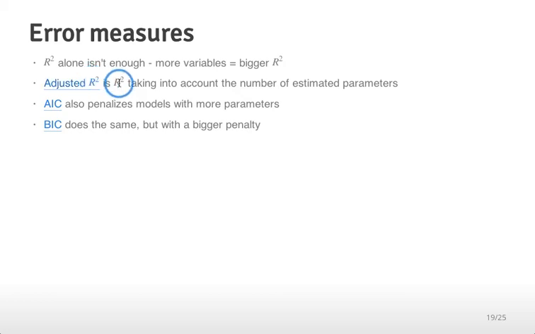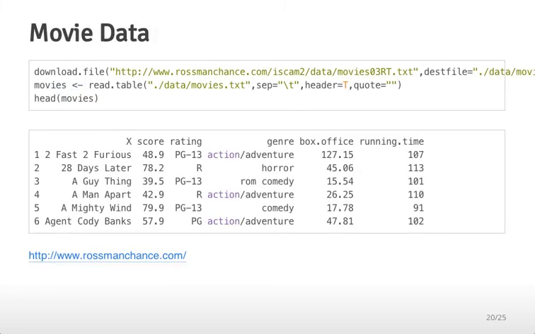Adjusted R-squared is a little better. It's the R-squared term taking into account the number of estimated parameters. So if you include new covariates in the model, and they improve R-squared only a little bit, you get penalized for including too many terms that don't have a big improvement in R-squared. AIC and BIC are what are called information criteria, and they also do similar sorts of things where they try to penalize models that have more parameters. So I'm going to show you an example of how these work with the movie data, and then we'll talk a little bit about caveats.